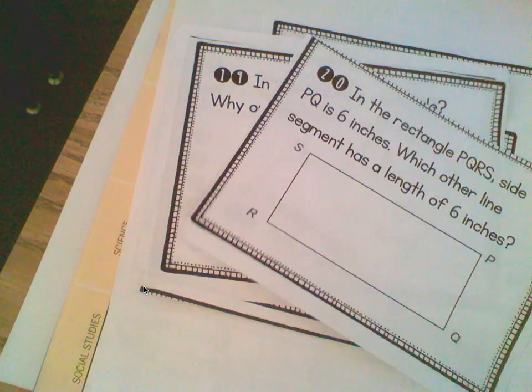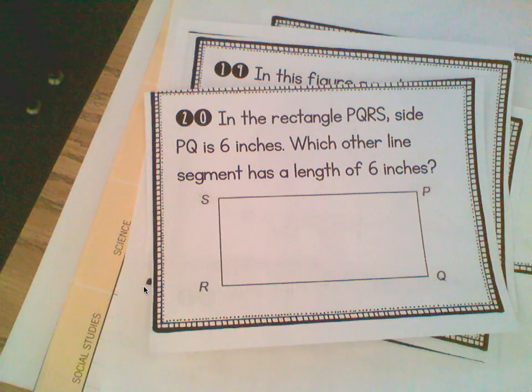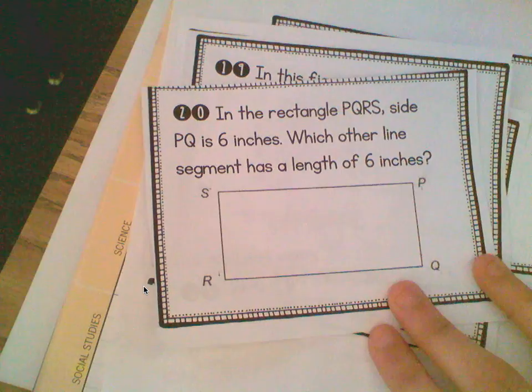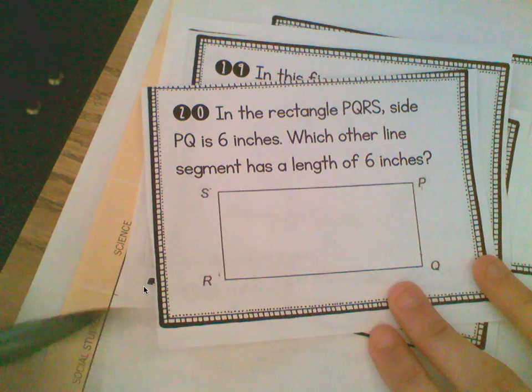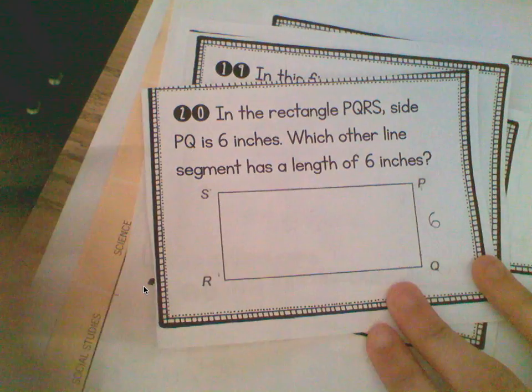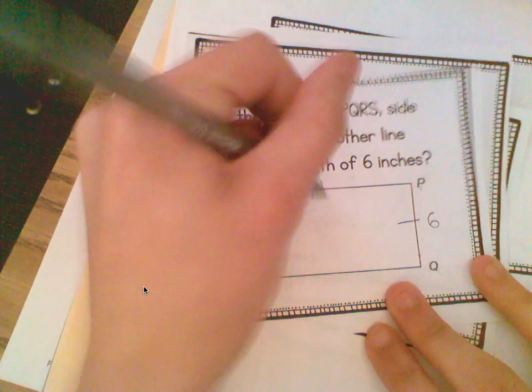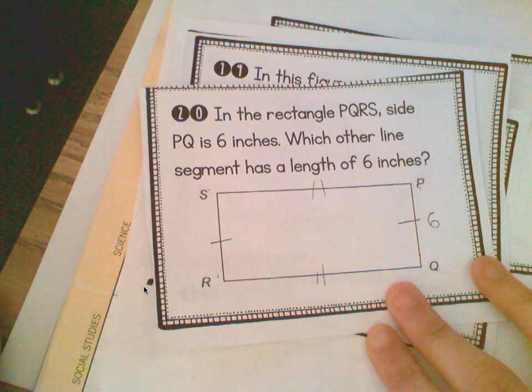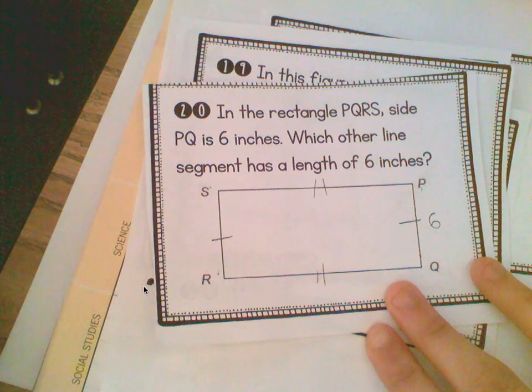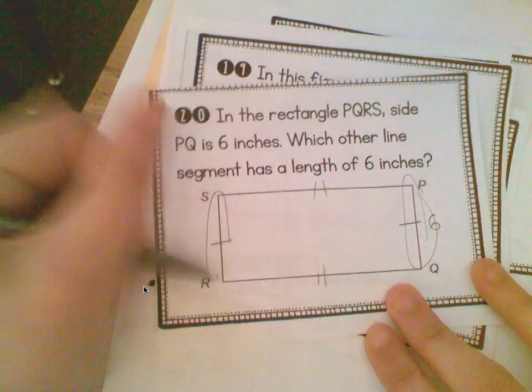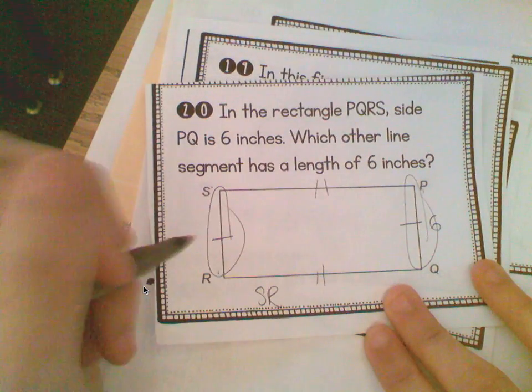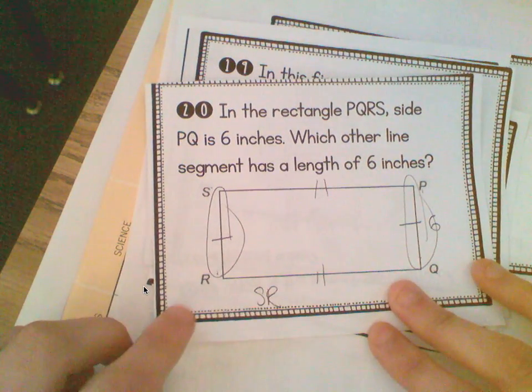All right. This one we are now in the rectangle PQRS. Side PQ is 6 inches. And it's a rectangle, so I know this is the same as this, and these two are the same as this. Which other line segment has the length of 6 inches? Well, I just answered my question. Line SR would be the answer.